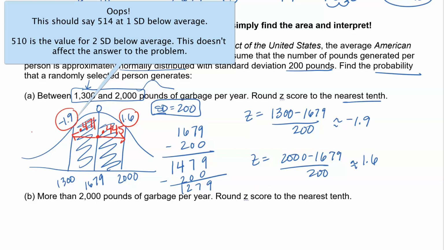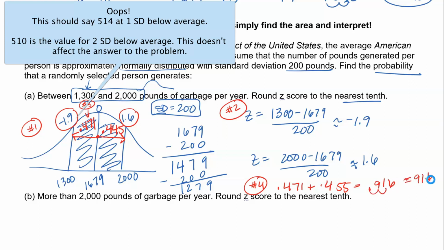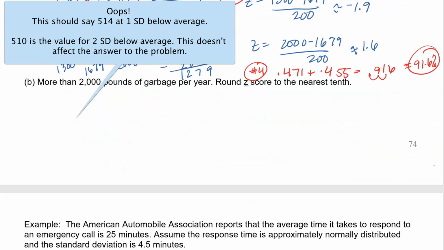Okay, so step 1 was to draw the picture. Step 2 was to find the z-scores. Step 3 is to look up the areas on the table. Okay, and then step 4 is going to be to add those together, and I end up getting 0.916. And you could leave it like that, or if it asks for percentage, then you could move the decimal and get 91.6%.